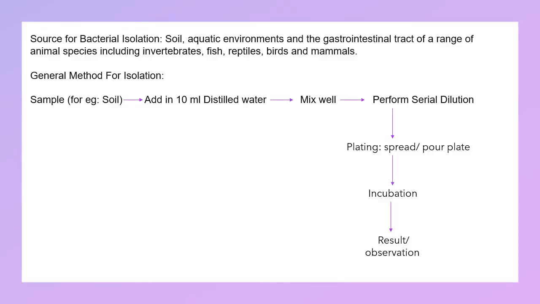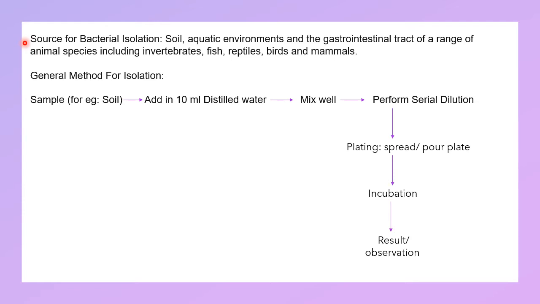So the first part is isolation. Source of bacterial isolation means the sample which you will be using for your isolation. The sample can be soil, then aquatic environment, then the gastrointestinal tract of a range of animal species including invertebrates, fish, reptiles, birds and mammals. So you can use any of these samples.